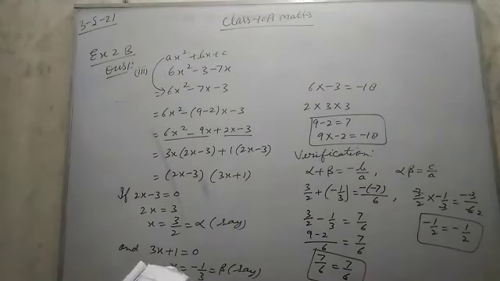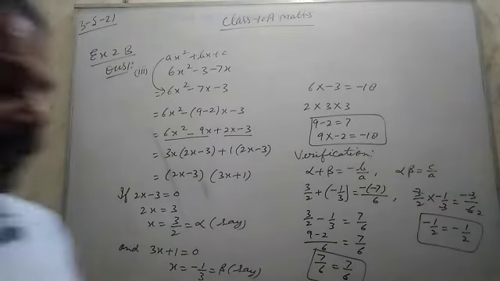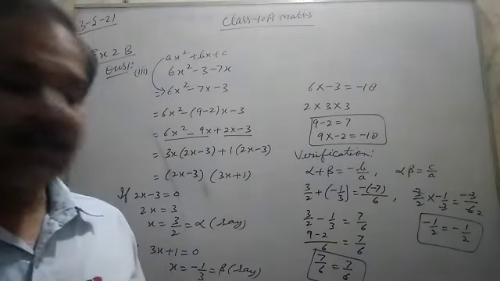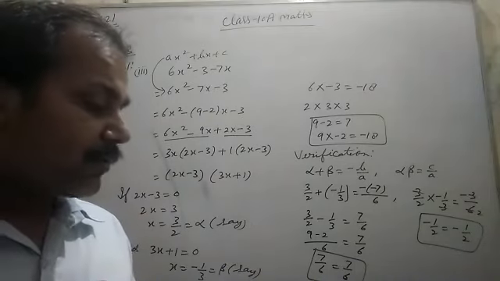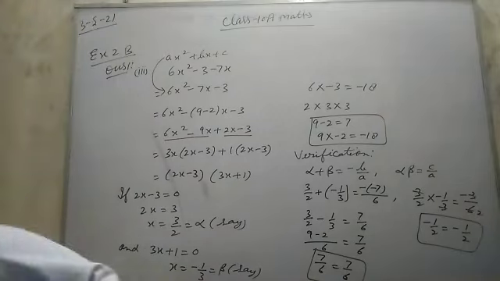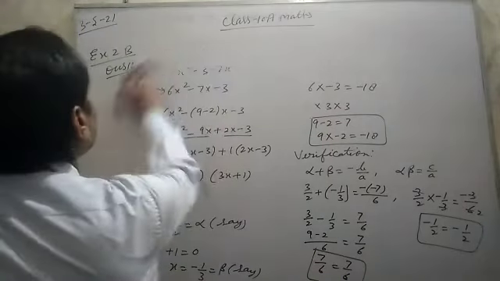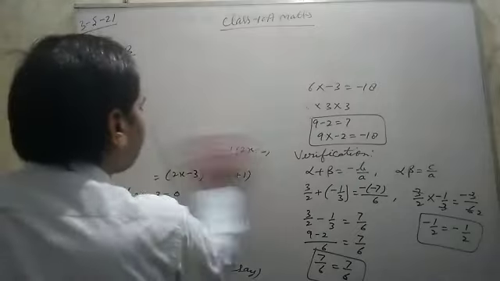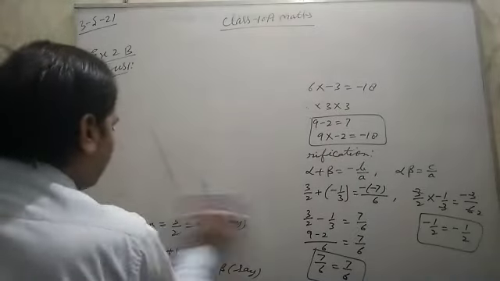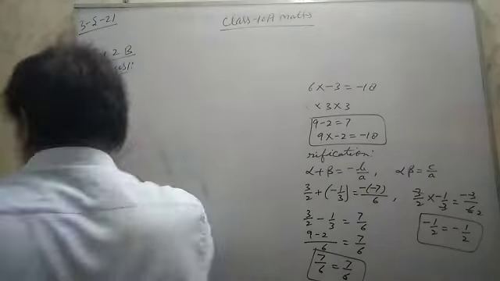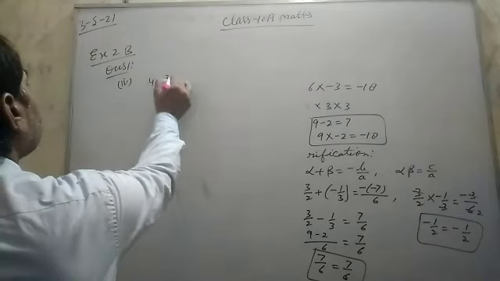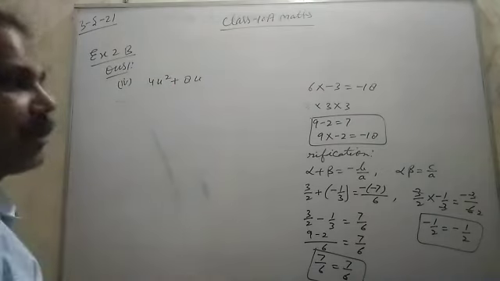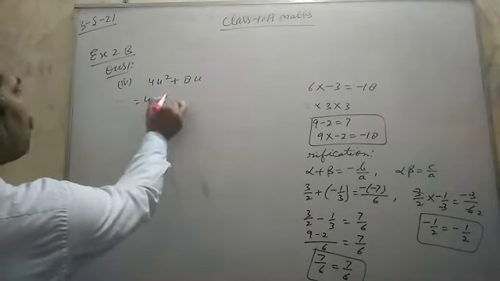In part 4, in part 6 also like this. Okay, means first, second, third, sixth, these all are same in their process. Okay, means for finding zeros, but fourth and fifth you see. u square plus 8u. Okay, so here directly you can take 4u, take common.